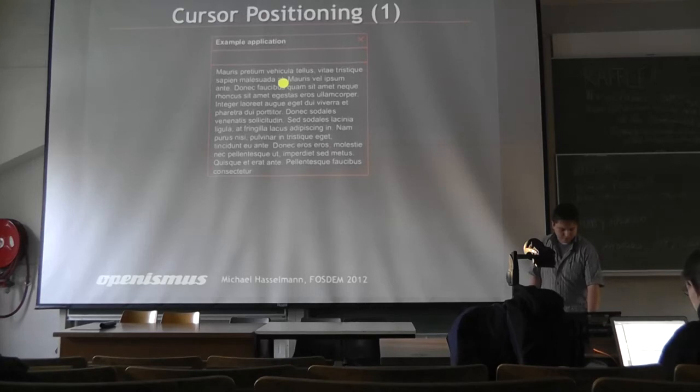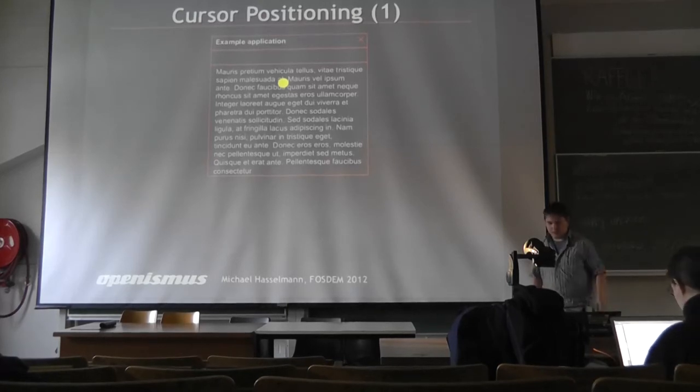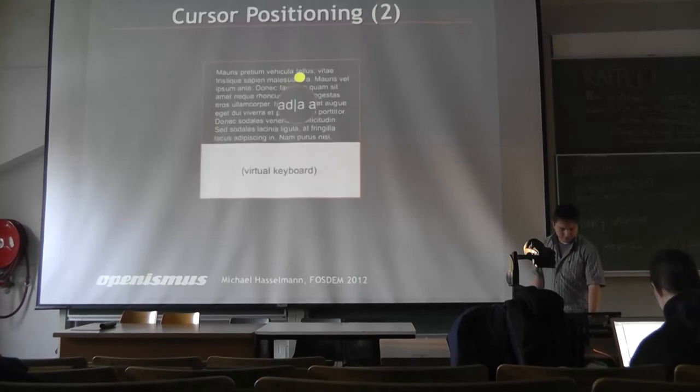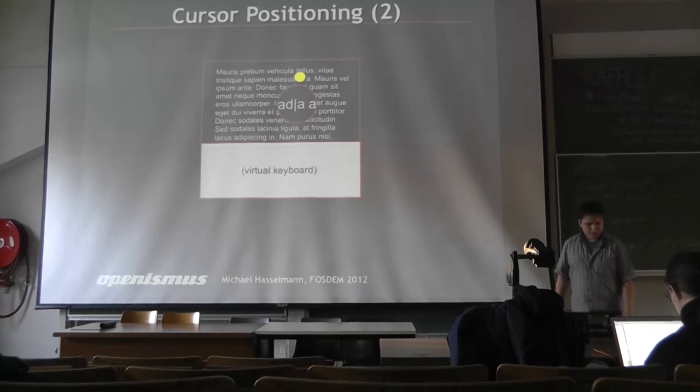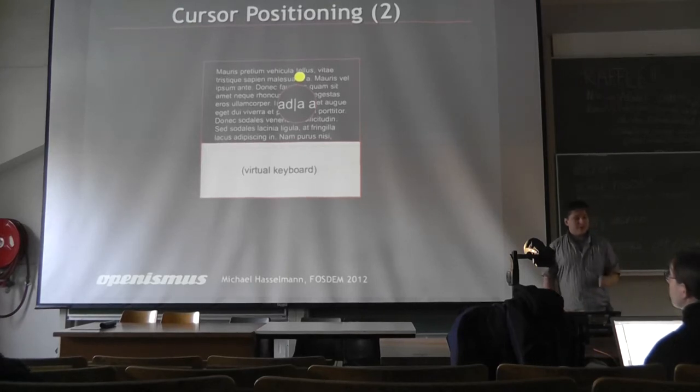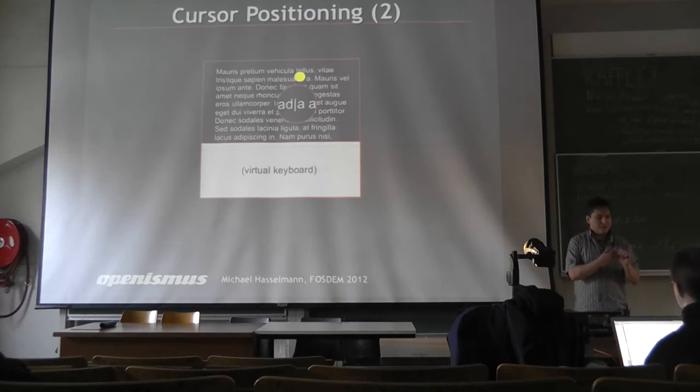So, about cursor positioning, I mentioned that already. On the desktop, it's easy. You just click and point, and that's it. If you're on a touch screen, your finger is usually covering the area that you want to hit. And most people, if you have a capacitive touch screen, which responds to that area of your finger, the top of your thumb, not to your fingernail, you have those wires that you touch. It's a completely different area.